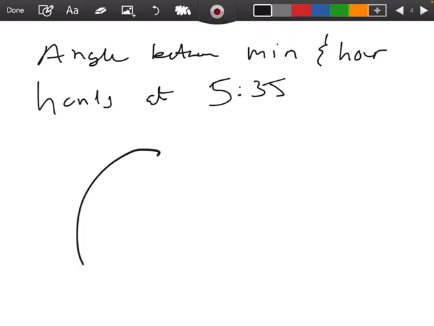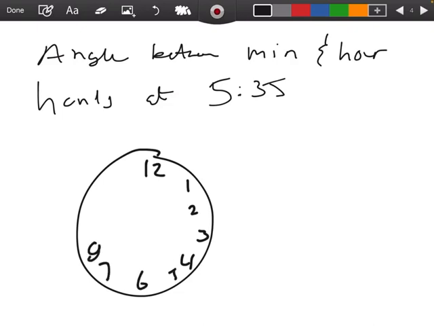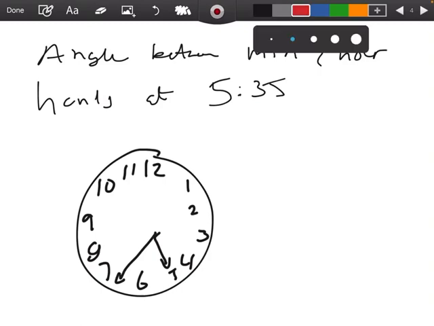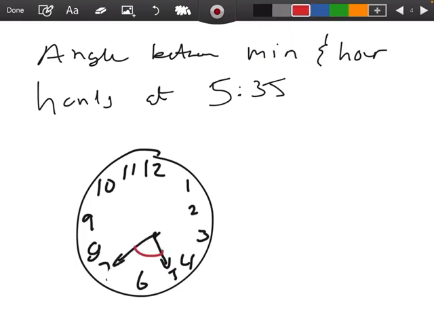Okay, so y'all, I'm going to do the same thing I did before. I'm going to try to draw a picture. 1, 2, 3, 4, 5, 6, 7, 8, 9, 10, and 11. Okay, and so we want to know the angle between the minute and the hour hands at 5:35. So look, y'all, my hour hand is going to look something like this. My minute hand is going to look something like that, because it's 5:35, right? So actually, I can draw that a little bit better, pointing exactly to the 7. And what we're trying to do is find this angle here.